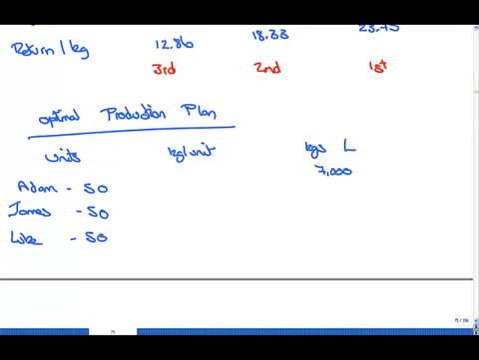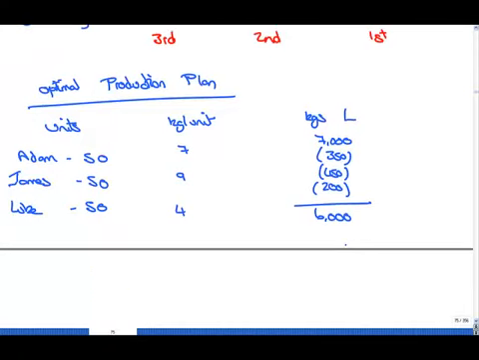So in terms of kilos per unit, Adam, we had 7, James was 9, Luke was 4. So let's see how much material we have left once we have applied the contract. That leaves us with 6,000 kilos available. So I can now apply my ranking.